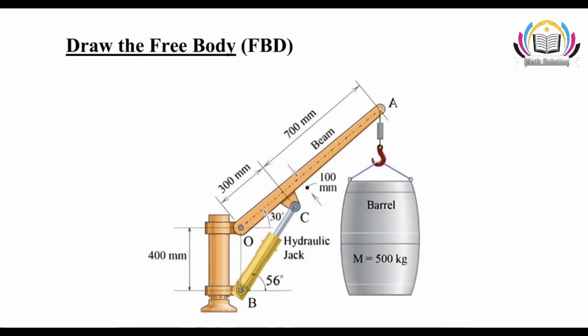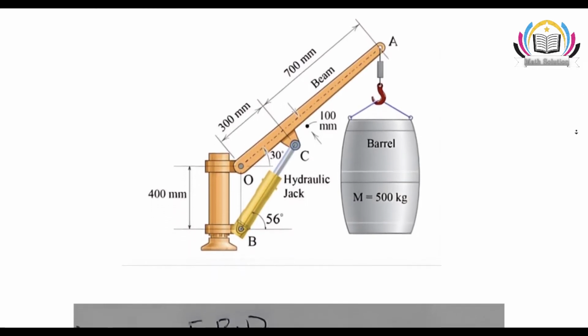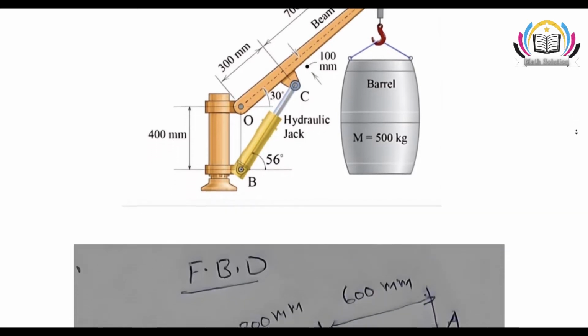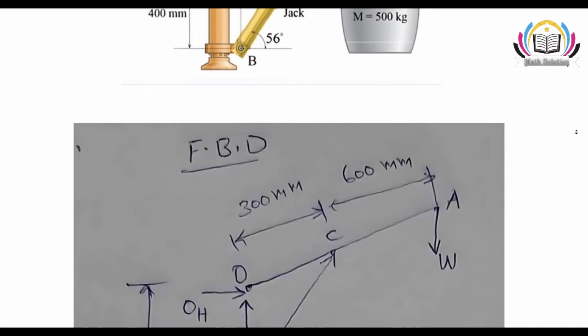Today, we're going to master the art of free body diagrams by drawing the FBD for a 500 kilograms barrel. So, let's get started. First, let's identify all the forces acting on the barrel. We have the weight of the barrel, which is the force due to gravity. We'll represent this force as a downwards arrow, labeled as W.